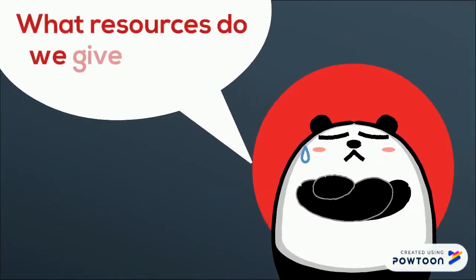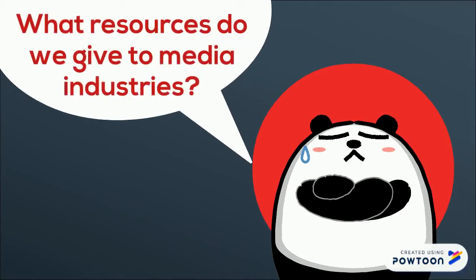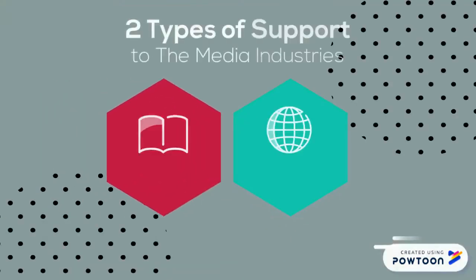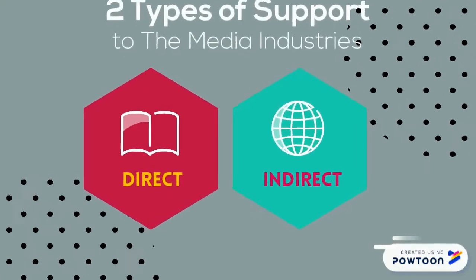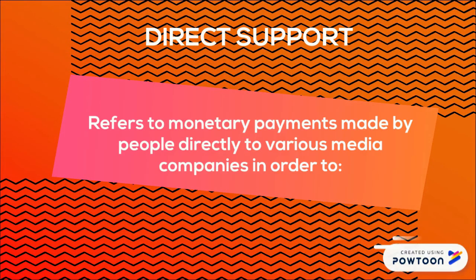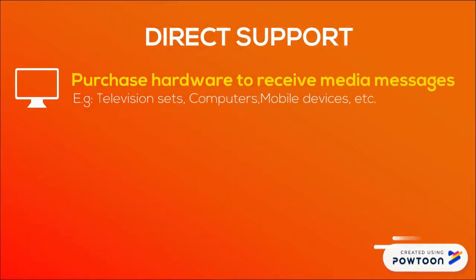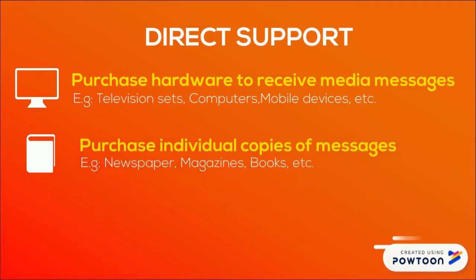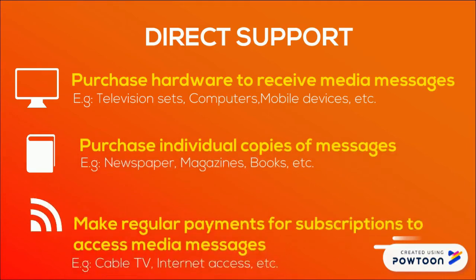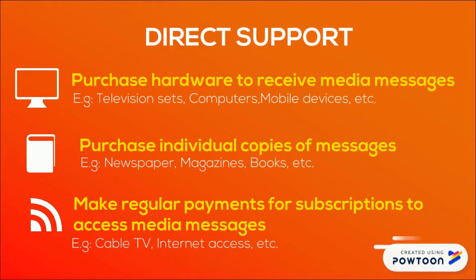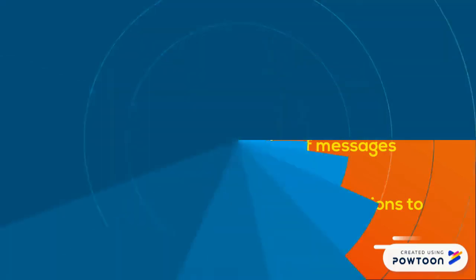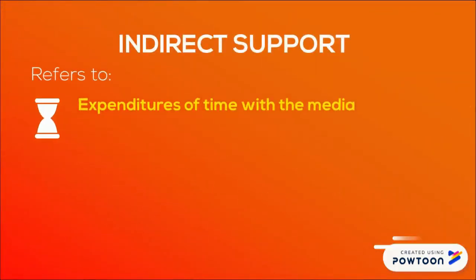So what resources do we give to the media industry? Well, to understand more about this topic, we have to know about the two types of support, which are the direct support and the indirect support. Direct support refers to monetary payments made by people directly to various media companies in order to purchase hardware to receive media messages, such as television sets and computers, to purchase individual copies of messages such as newspapers and magazines, or to make regular payments for subscription to access media messages such as cable TV, aka Astro, and your internet access. Indirect support can be referred to as expenditure of time with the media.